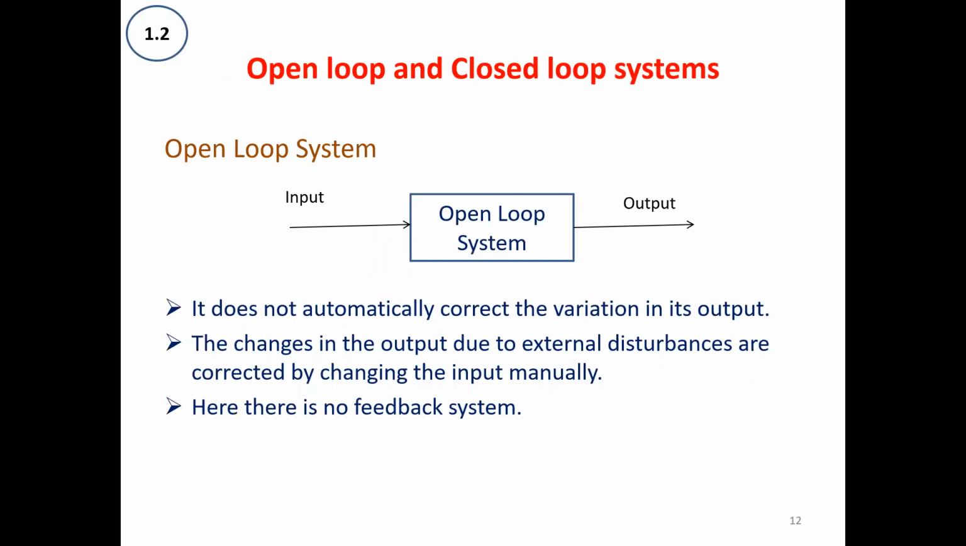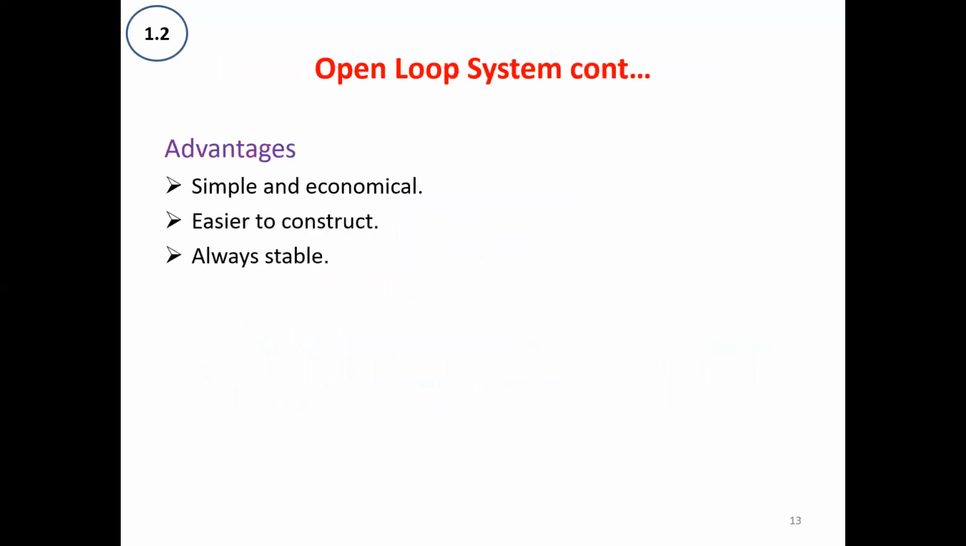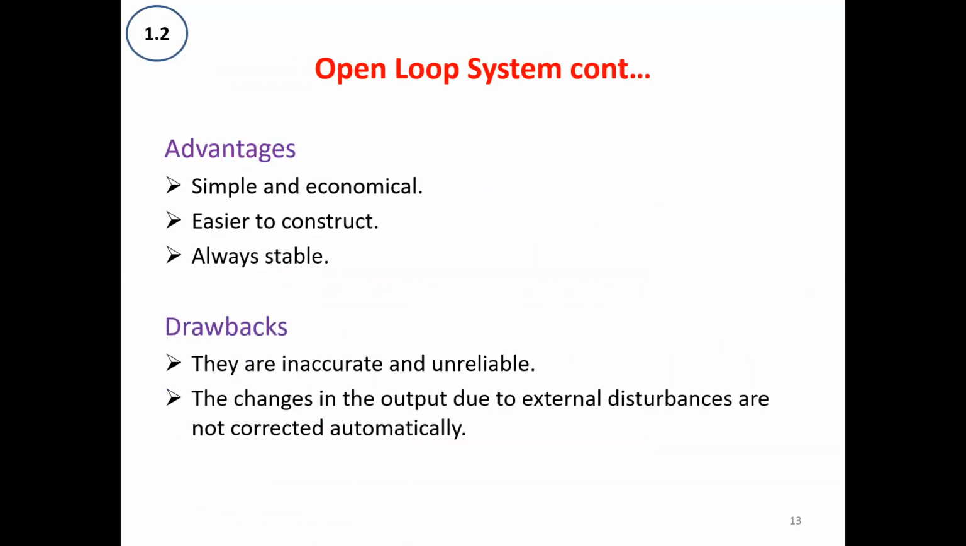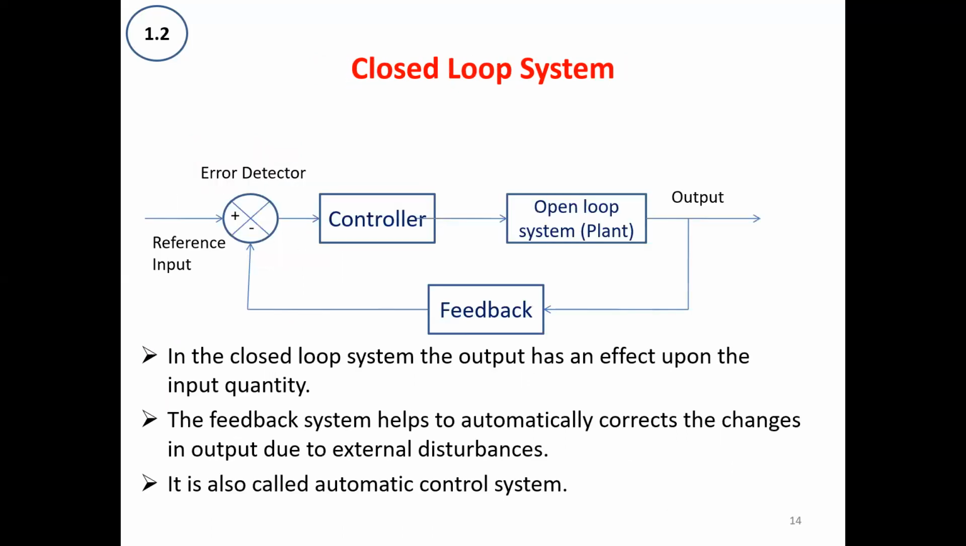And what is open loop? The open loop system is where we are going to have input and output. Here we are not going to correct anything automatically, and we are not going to have any feedback here, and the disturbance will not be changed automatically. We have to go for manual system. Advantage: it is simple and economical, easier to construct and always stable. And drawbacks: it is inaccurate and unreliable. The changes in output due to external disturbance are not corrected automatically.